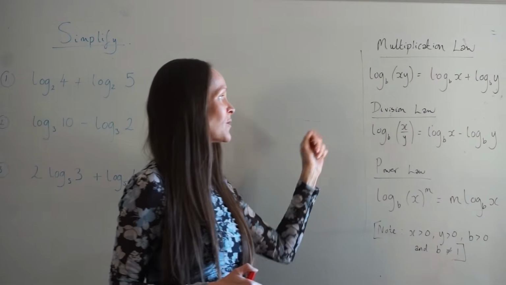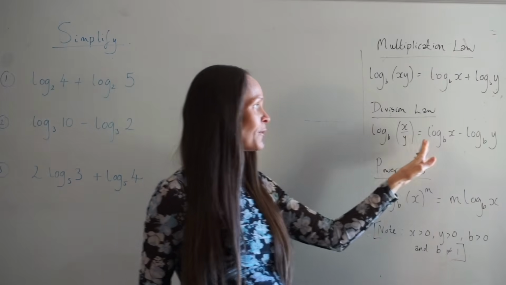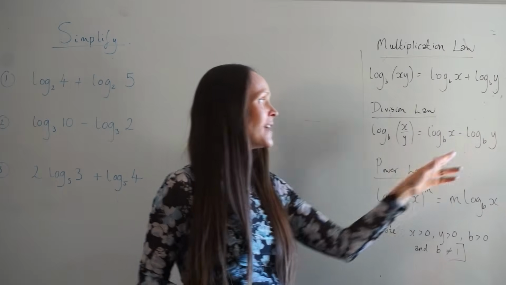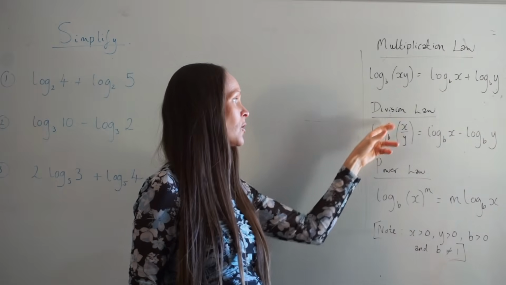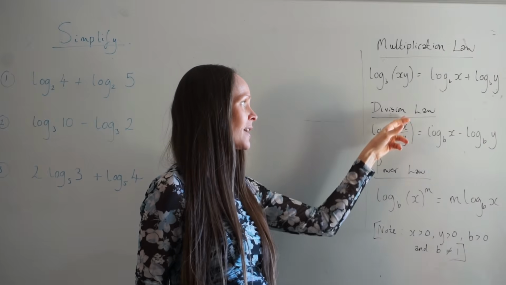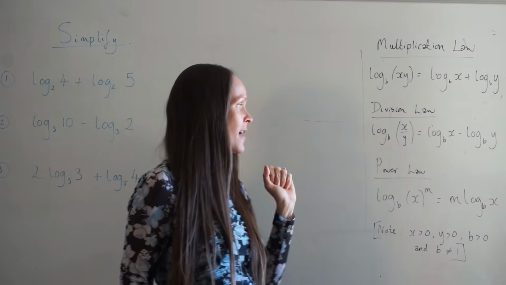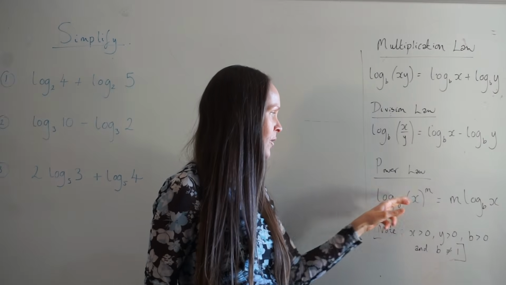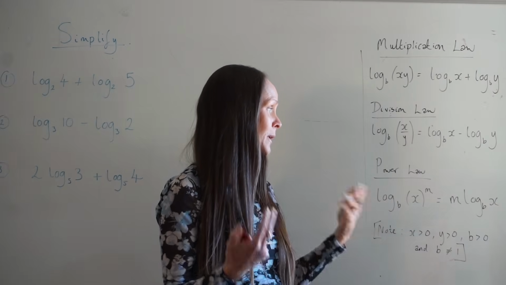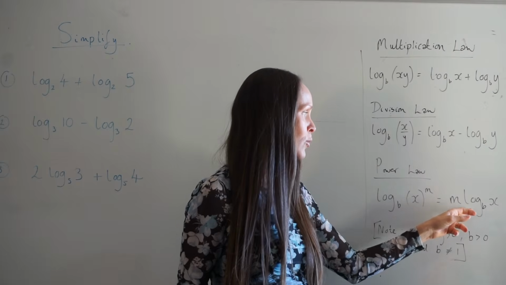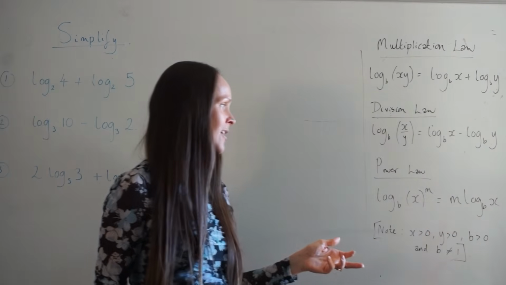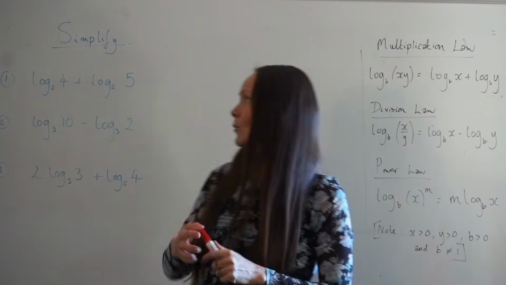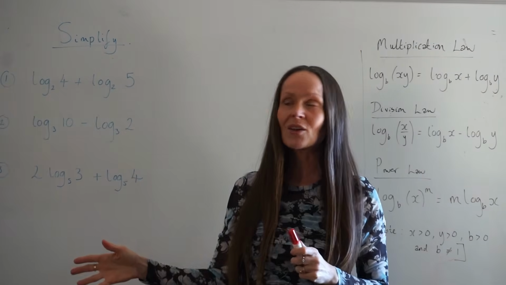On to the next one. So this is the division law. So if you have log of x minus log of y, it can be rewritten as log x divided by y. Okay, so this is just the division law. Finally, we've got the power law. So here you can see log x to the power of m can be also written as m multiplied by log x. Okay, so we're just going to be using these rules when we simplify logarithms, okay?